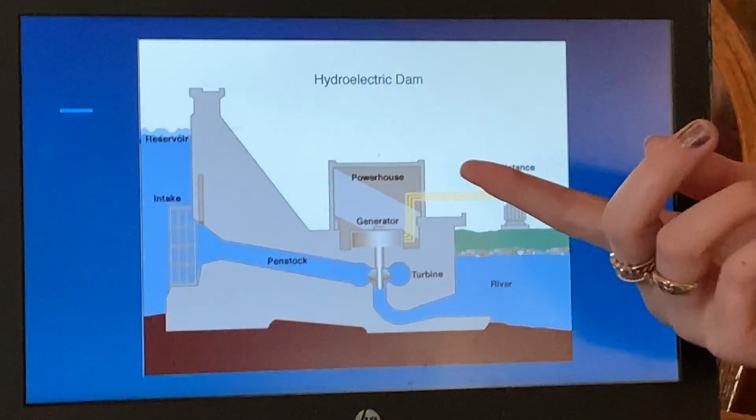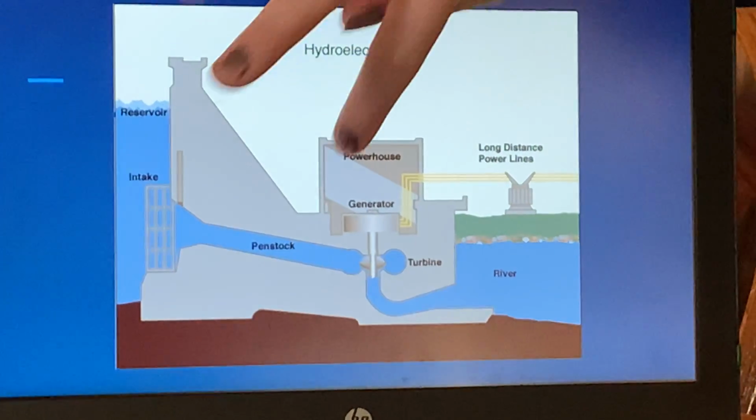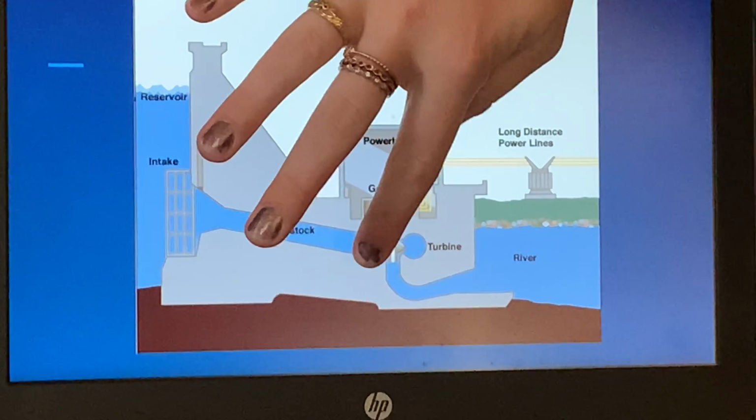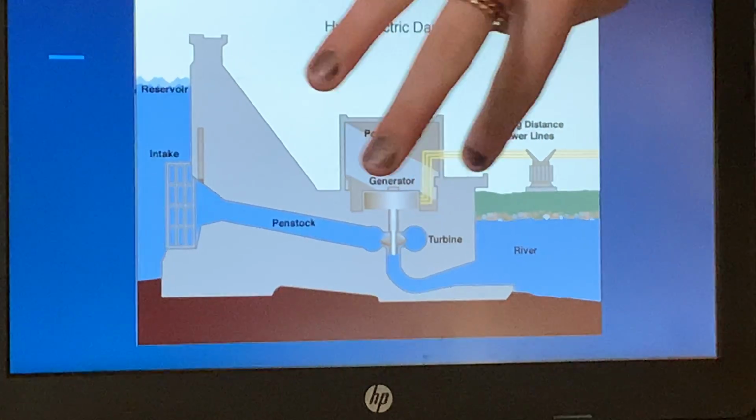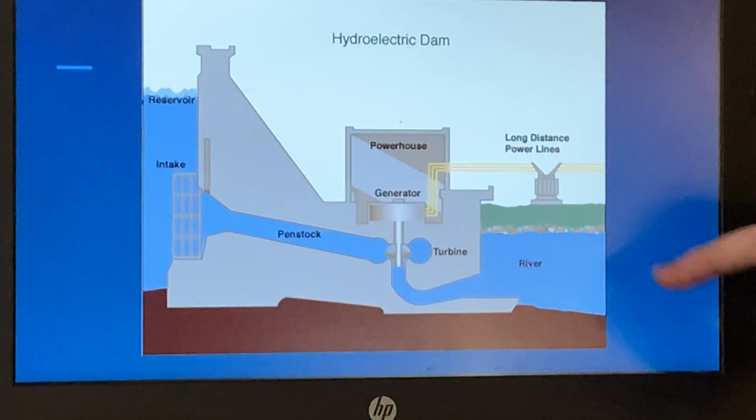So here's just a little picture of how it works. Obviously, this whole thing is the dam. You have a reservoir right here, then the area known as the penstock, the turbine and generator, and then normal power lines, just like you would have at a normal power plant, and then the water just keeps going down the river.